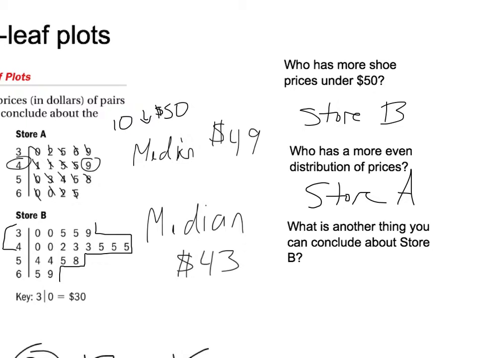So in fact, we have 1, 2, 3, 4, 5, 6, 7, 8, 9, 10, 11, 12, 13 pairs of shoes from $30 to $49. And then we only have 1, 2, 3, 4, 5, 6, 7 pairs of shoes from $50 to $69. So you could probably pull out a couple more things, but that's what I found.